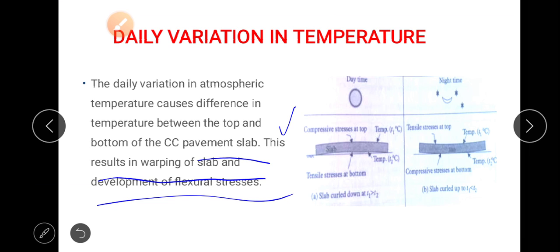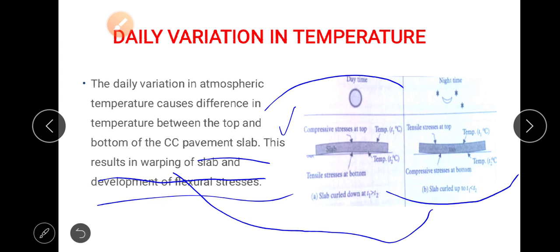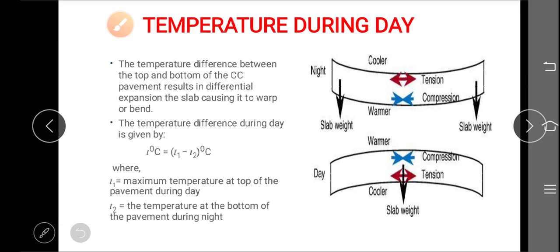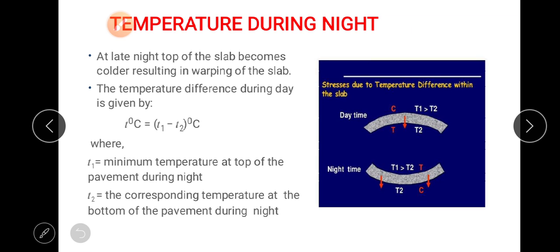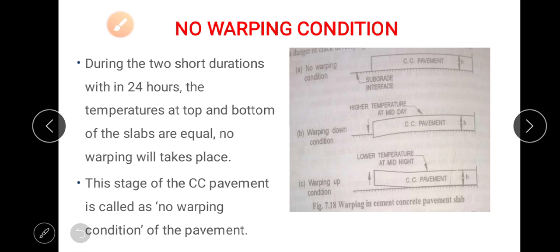That's why the bend of the pavement will be in this way. Here the bend of the pavement will be in this way. This is known as warping. See, the picture clearly shows how they warp. So this is warping during daytime, this is midnight warping. You can see all these temperature differences as I have already shown with the rough figure.